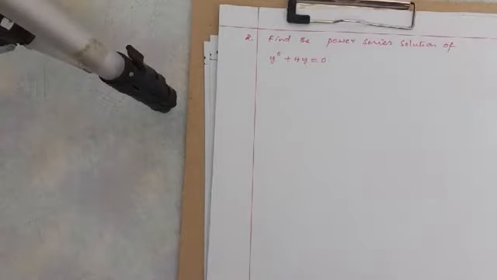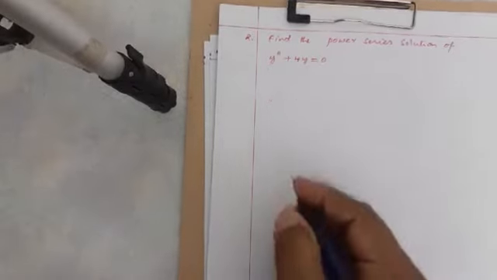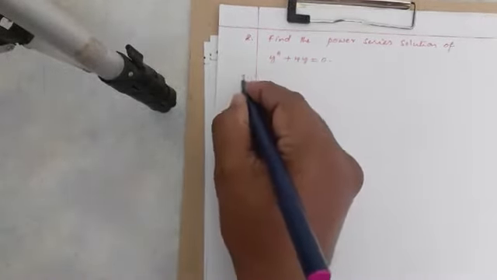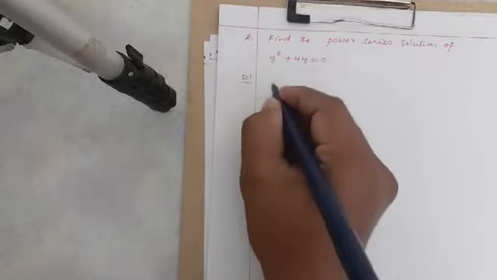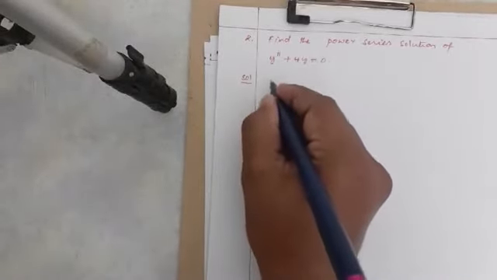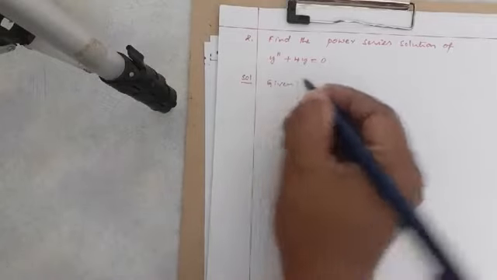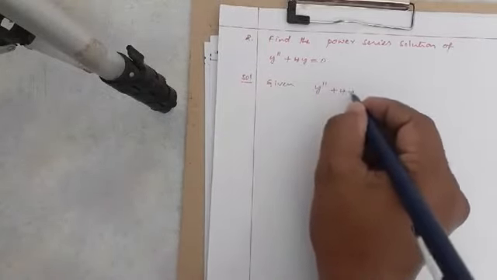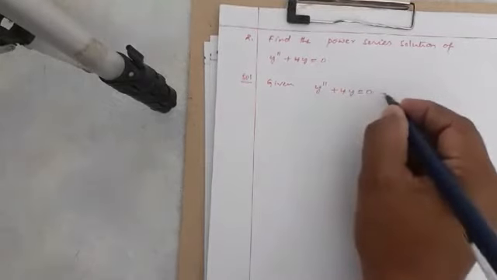As I have told you before, this is a very important problem. This will come as a long question and this is very easy. Once you go through this, you can easily do it in the exam. So first we write the given: y double dash plus 4y is equal to 0. This is equation 1.